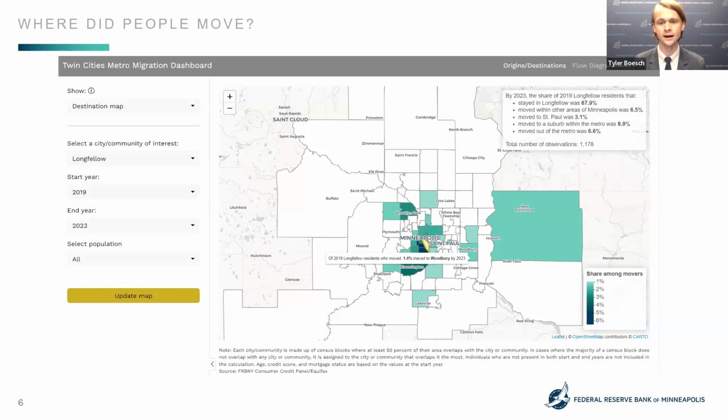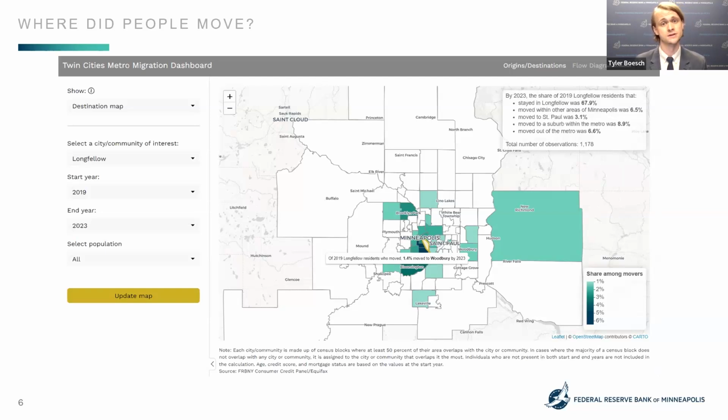So to make that more clear, here I've chosen the Longfellow community of Minneapolis between 2019 and 2023. And we see that the share of 2019 Longfellow residents by 2023 varied by a variety of geographic possibilities. About 68% of 2019 Longfellow residents stayed in Longfellow by 2023. Roughly 6.5% moved to other areas of Minneapolis. Around 3% moved to St. Paul. 9% roughly moved to a suburb within the metro. And then about 6.5% of 2019 Longfellow residents did not live in the metropolitan area by 2023.